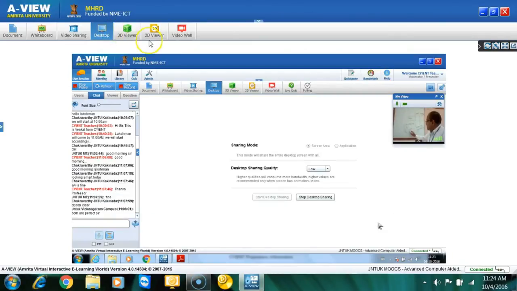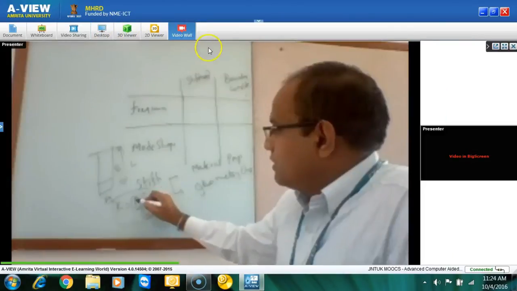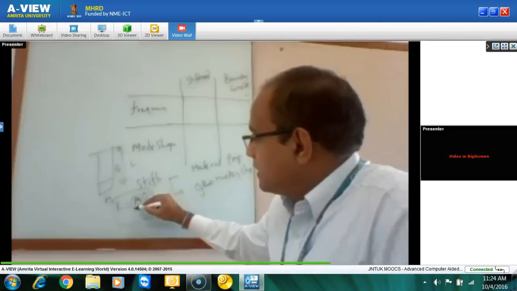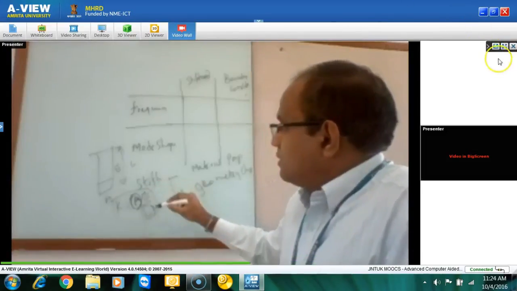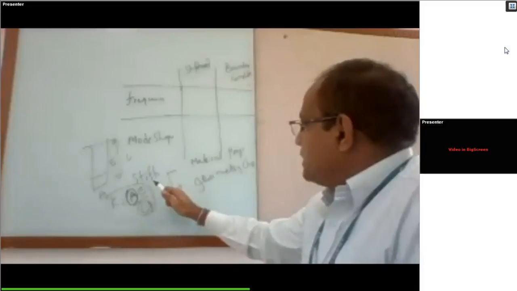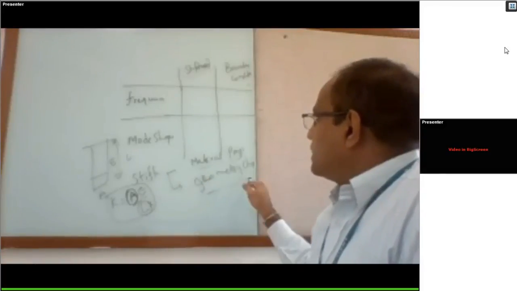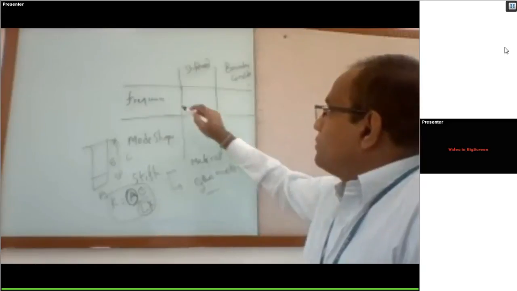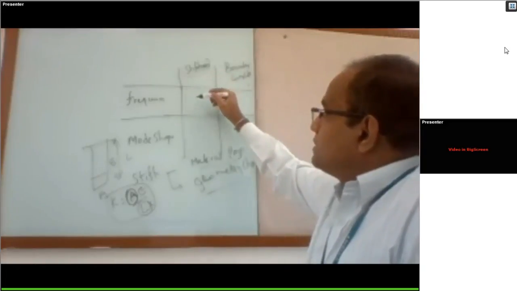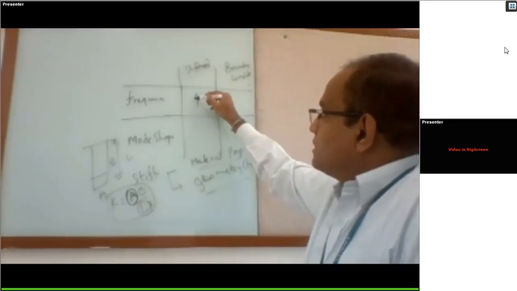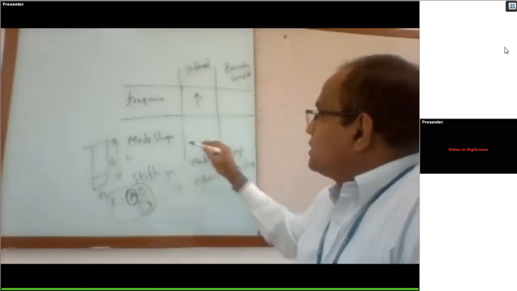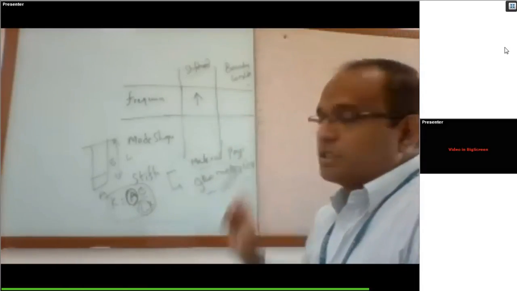So we should not increase the length. Always we should increase the area. Stiffness can be increased either by changing the material properties or changing the geometry. When you try to increase the stiffness, frequency will be increased. Okay. So motion, any change in the motion?